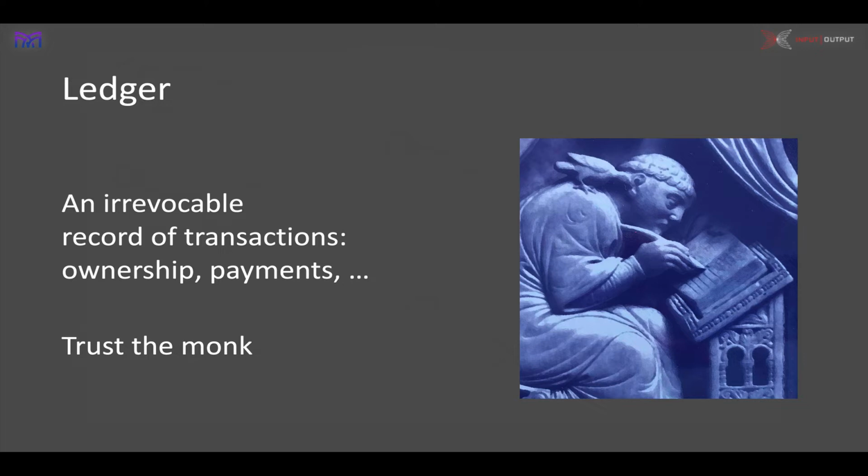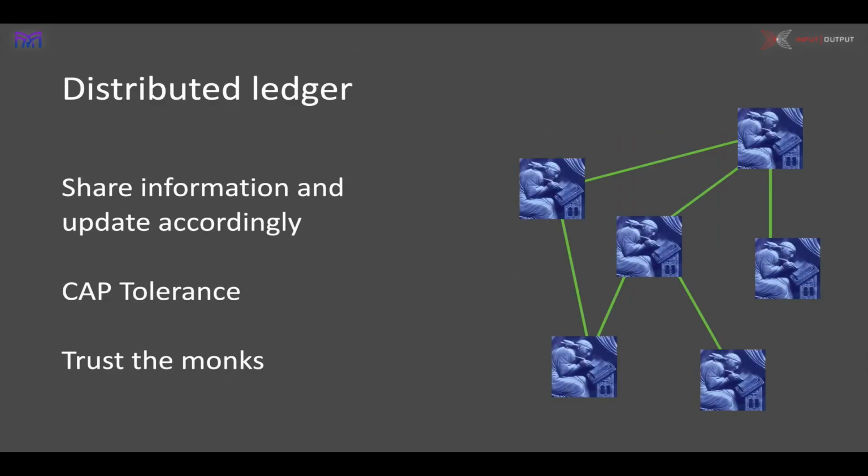So the question is, is there a way that we can, without a central authority, somehow distribute the integrity of this ledger? We can distribute it. We can share information. We can update accordingly, and as long as we realise that any distributed system can potentially be vulnerable to partition of a network or whatever, we can build this robustness into the ledger by distributing it. But in that situation, we have to trust all the monks.